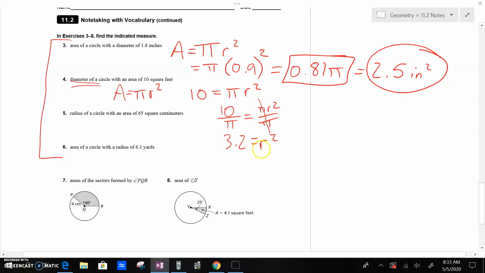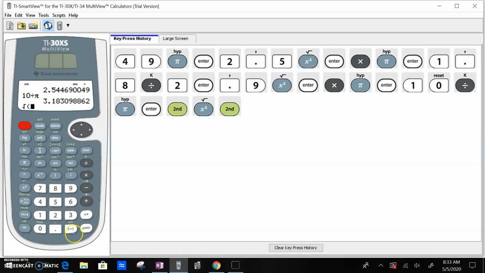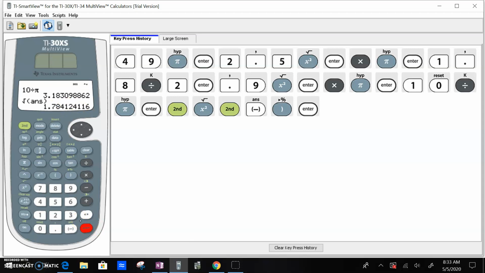Then to get r, I need to square root both sides. So I'm going to square root 3.2. I'm going to square root r squared. When you square root r squared, you get r. When you square root 3.2, let's see. I want to square root. The reason I left this in here is I'm going to go second squared, so that gets me my square root. And then you can type in 3.2 if you want, or your calculator knows how to hang on to the most recent answer. And every calculator has this little answer option. So then you don't have to retype it. And it will take whatever your previous answer is and put it in there for you. And then our answer is 1.784. And if we were to round to the nearest tenth, it would be 1.8.